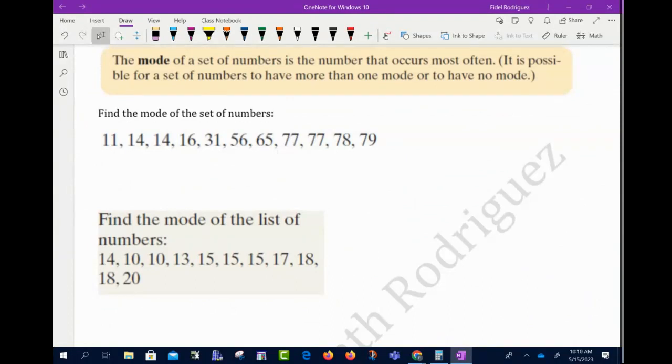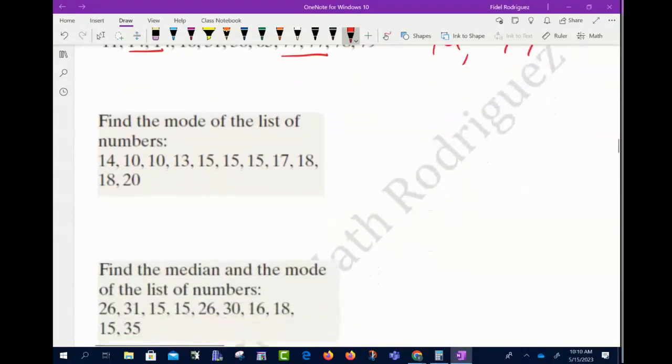So if I look here at the set of numbers, would you guys agree that 14 and 77 would be my modes? Because those numbers occurred more than any of the other ones. They both occurred how many times? Twice, right? Okay, so we got 14 and we got 77. Now remember, the mode is the number that occurs the most often. If I look at this one here, it says, find the mode of the list of numbers. Is there one number that occurs more than any of the others?